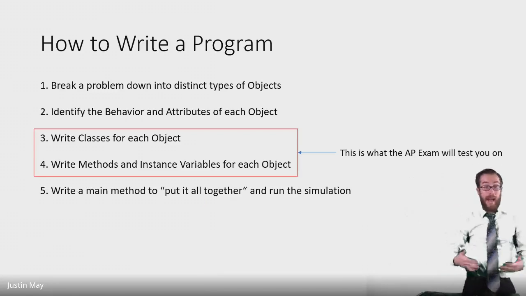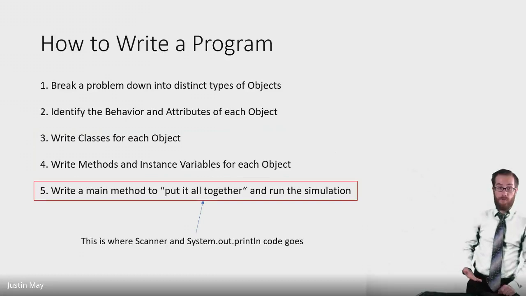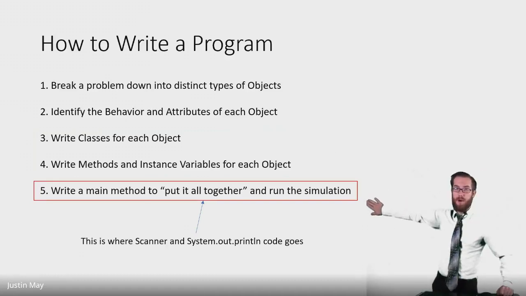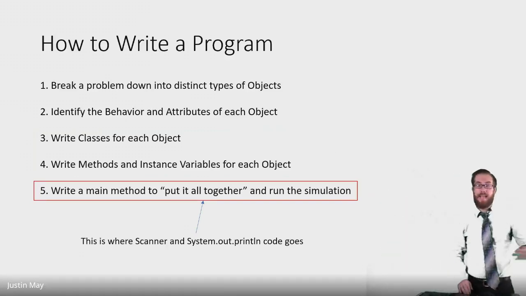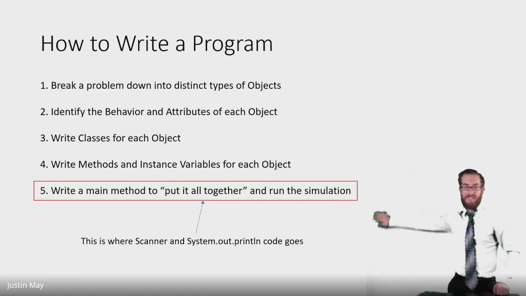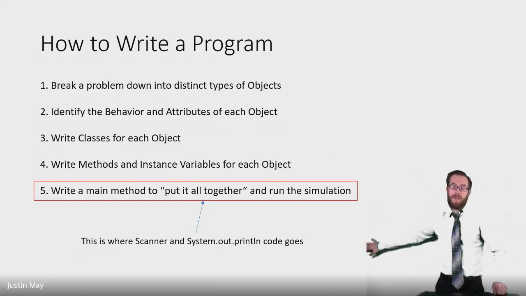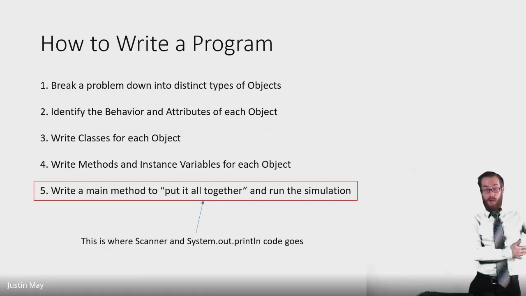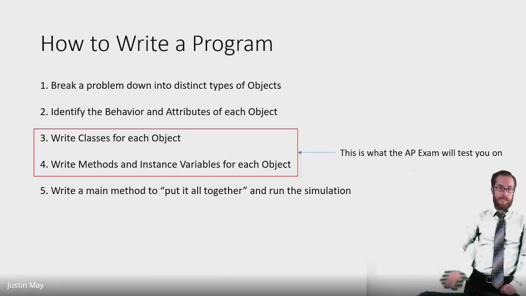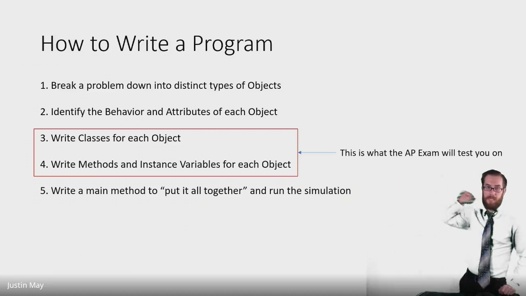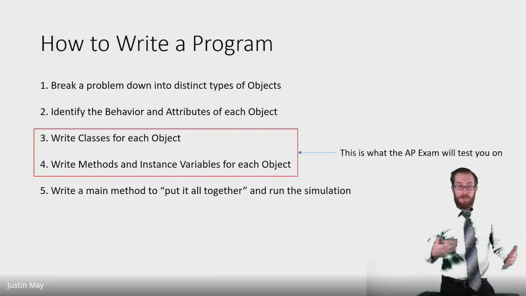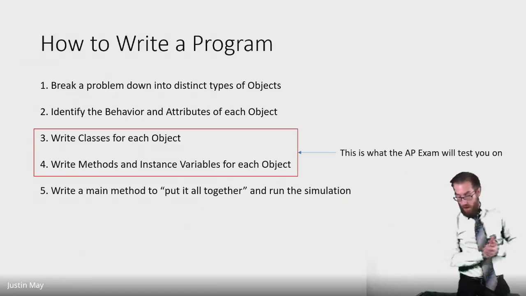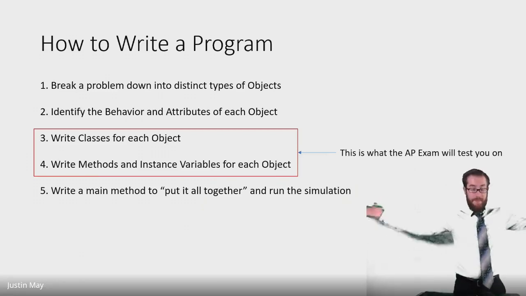Now in the labs, you have to do this part, but also when you're writing the test code for your labs, that's where you're in part 5. This is where your code that tests the objects you create goes. And that's why you write Scanner and System.out.println in your labs. It's to actually make that whole program run. But when it gets to the AP exam, all you're going to have to do is write methods and classes. So it's less for you to do, right? No println, no Scanner. And that's computer science.